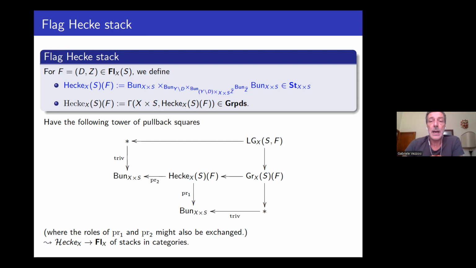In this case, this is a stack, no more a sheaf of sets. And of course, this diagram gives a relation with the stack of G-bundles, and also with the Grassmannian and the loop group. But this is totally formal. And the nice thing to keep in mind, well, it's obvious also, is that the Hecke stack has two projections to the stack of G-bundles on X. Okay.